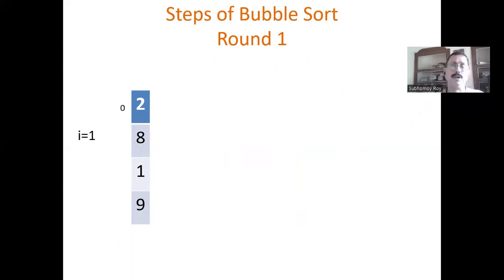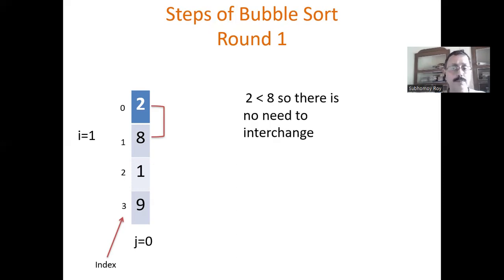This is called I1 round. 0, 1, 2, 3, they are the index positions. Now we have to check again the first two cells. What are the first two cells? 0 and 1, 2 and 8. We are checking 2 and 8. 2 is less than 8, so they are already in proper position.